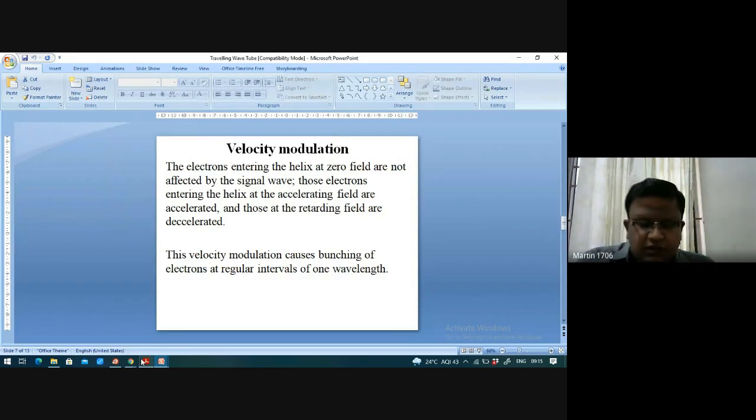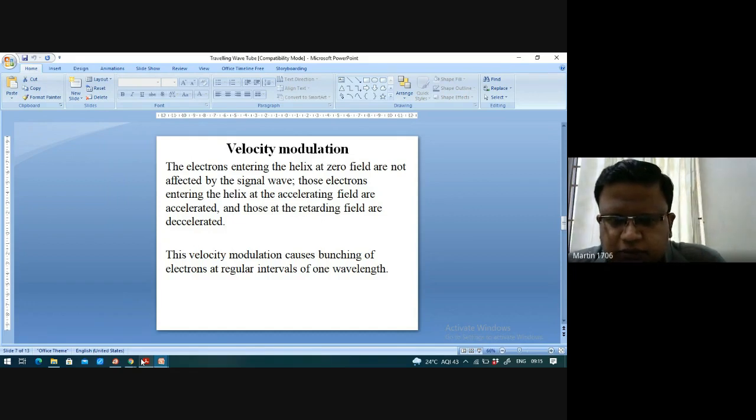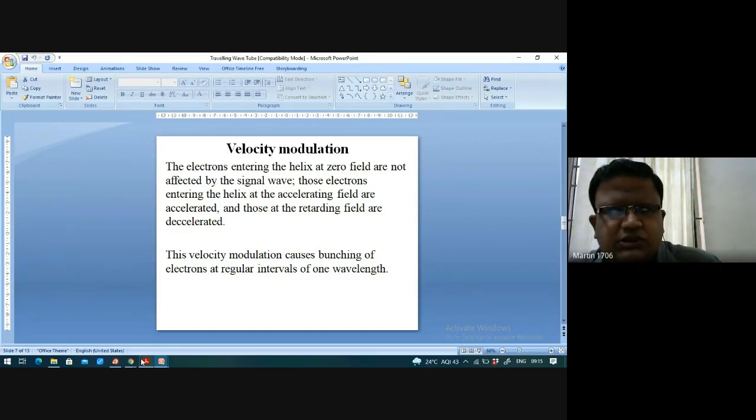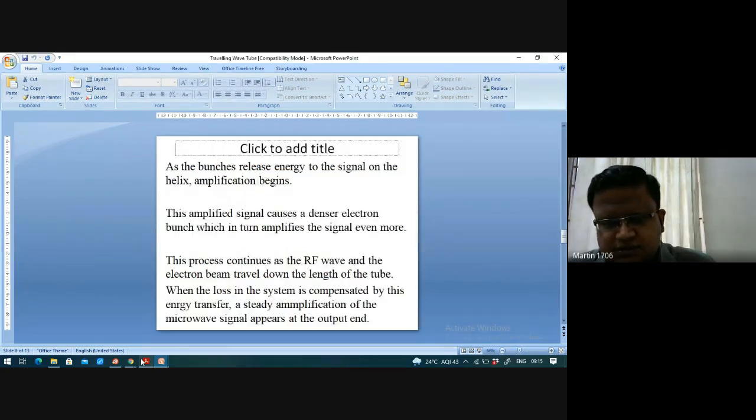So in the velocity modulation process only, the bunching of electrons takes place. There are three different types of electrons we have studied. One is the slow rate electron, the early electron, and another one is the moderate electron or reference electron. Based on those three types of electrons, this process has to be mainly focused.